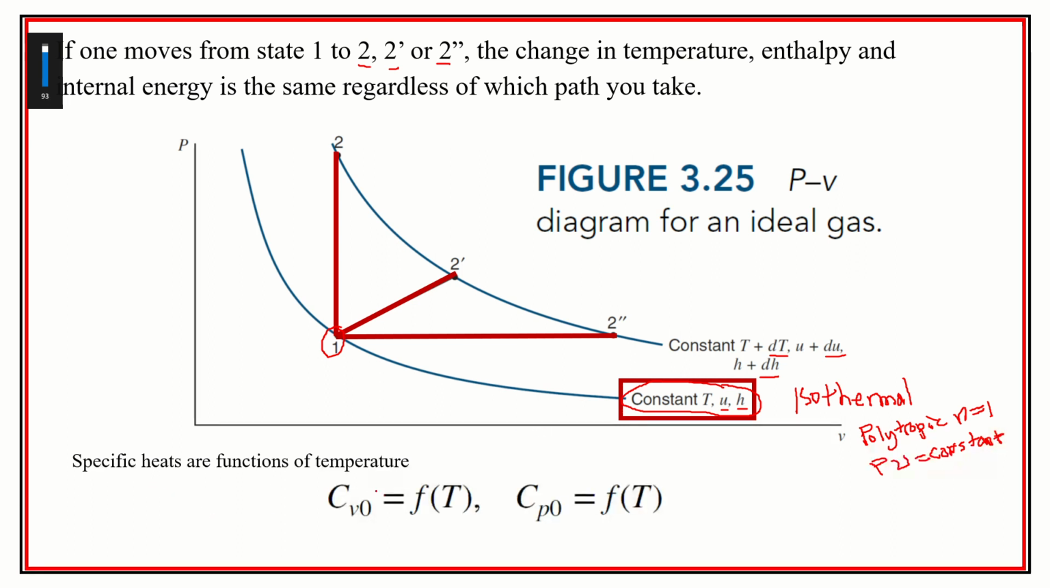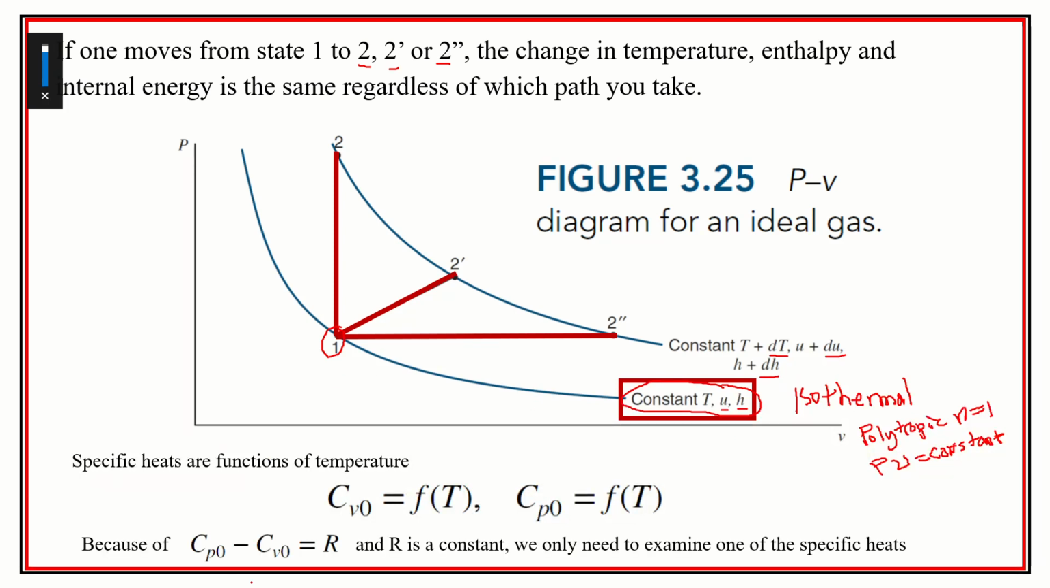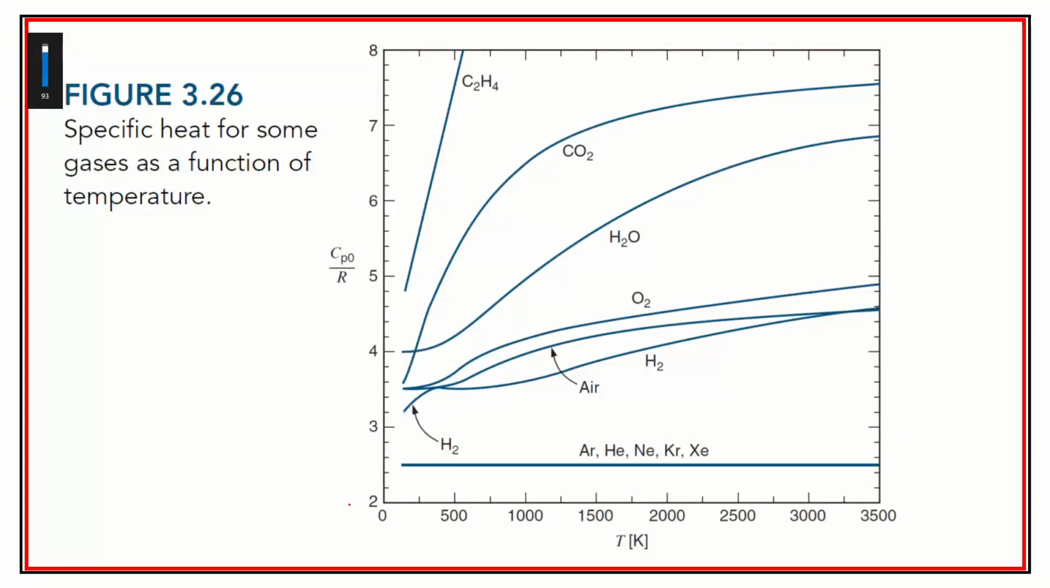So specific heats are functions of temperature. That's why we can say this up above. Because of this, and R is a constant, we only need to examine one. This kind of goes on to the other slide, so I don't know why I put it onto this slide. This is information that we need to maintain to be able to continue on with this discussion.